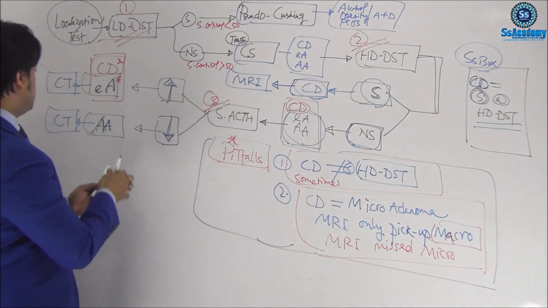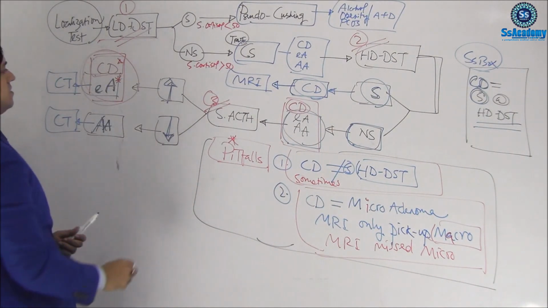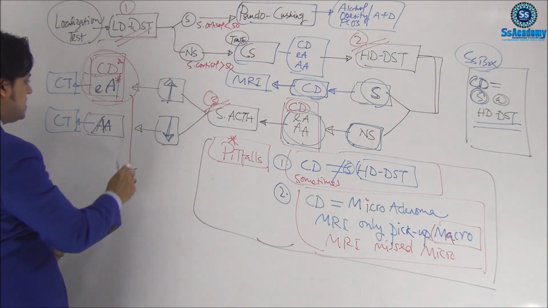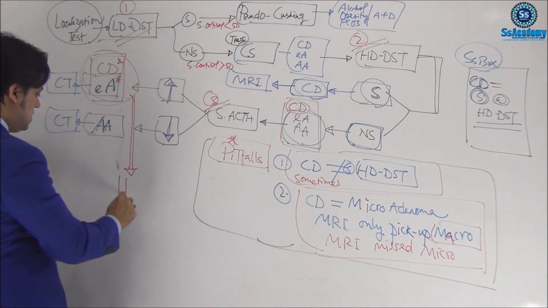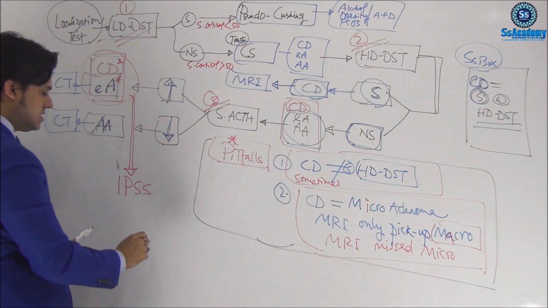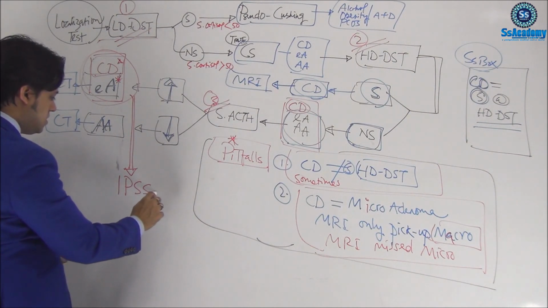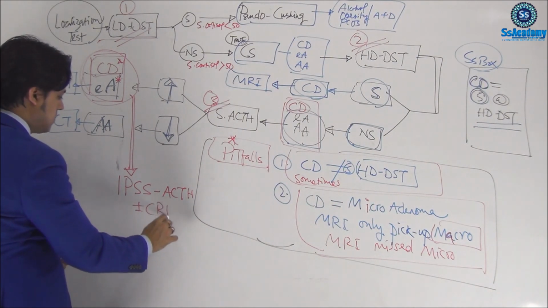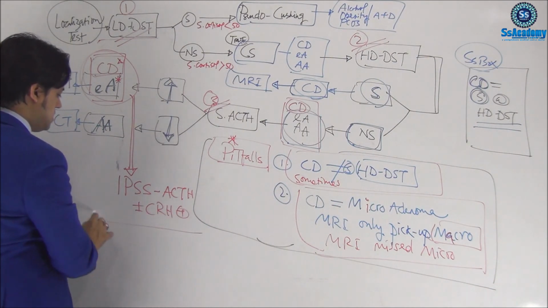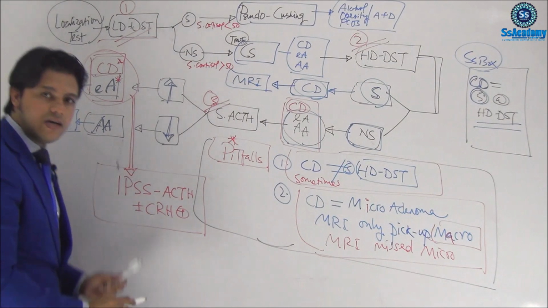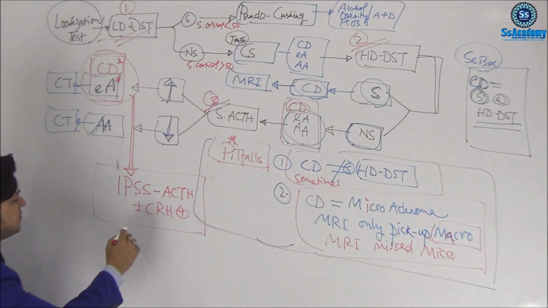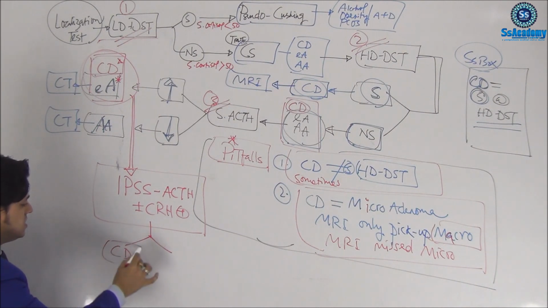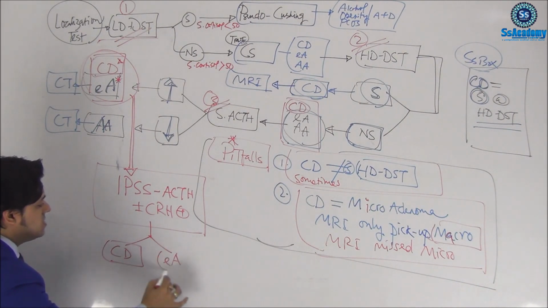Now the problem here. So problem solving, just write it down. IPS sampling for ACTH plus minus CRH stimulation test is the best test to differentiate between pituitary Cushing disease and ectopic ACTH.